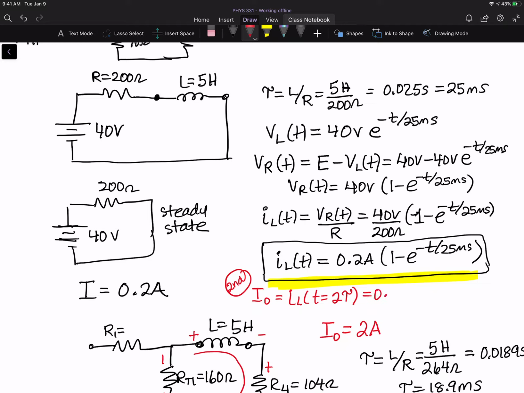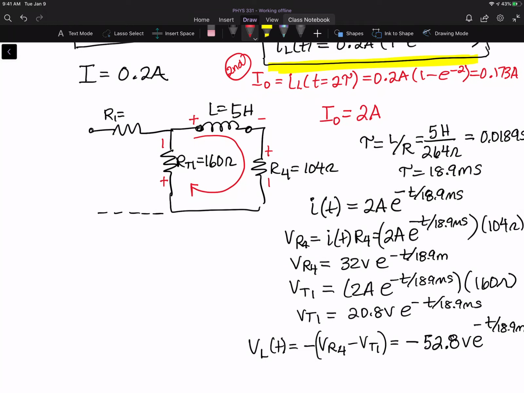And so we could plug in 2 time constants. If I put in 2 time constants, it becomes e to the minus 2, and this gives us a current value of 0.173 amps. So the way that that would affect our answers below for the second part would be that the current through the inductor as a function of time would start off with a value of 0.173 amps, and it would still have the same time constant.